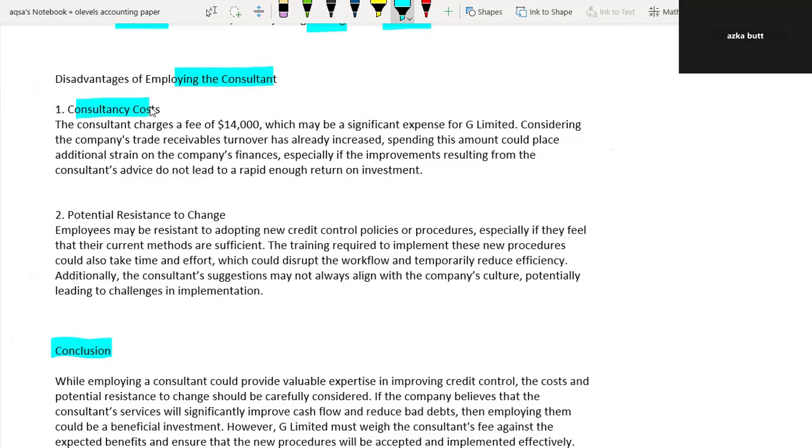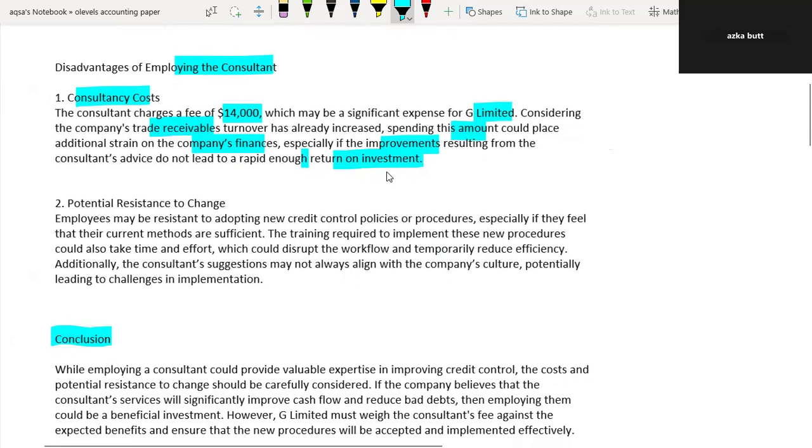So first thing is that there is consultancy cost. The consultant charges a fee of 14,000, which may be a significant expense for G Limited. Considering the company's trade receivable turnover has already increased, spending this amount could place additional strain on the company's finances, especially if the improvements resulting from the consultant's advice do not lead to a rapid enough return on investment.